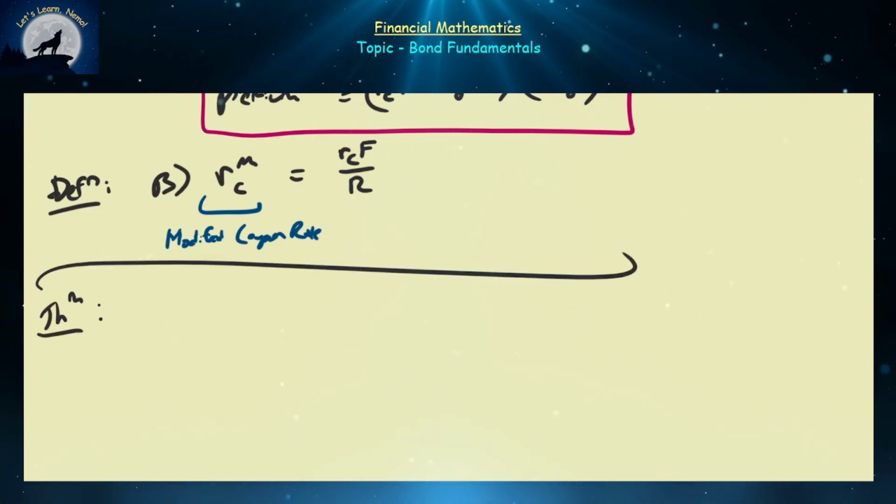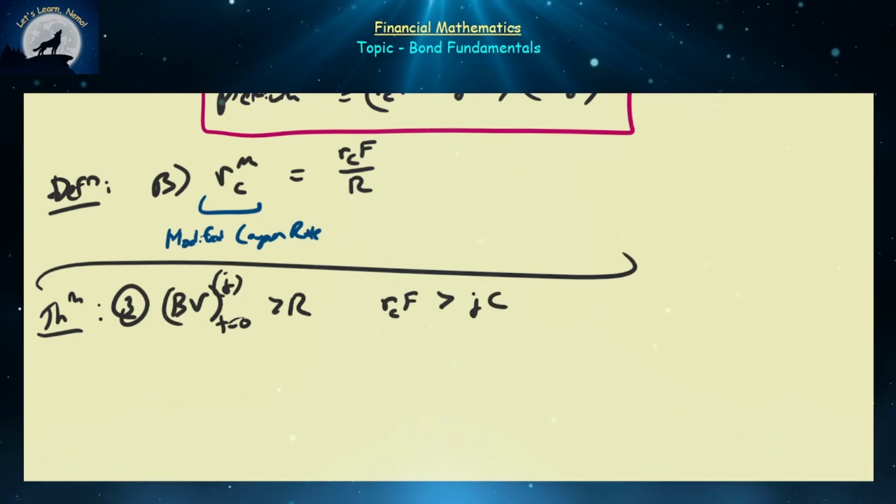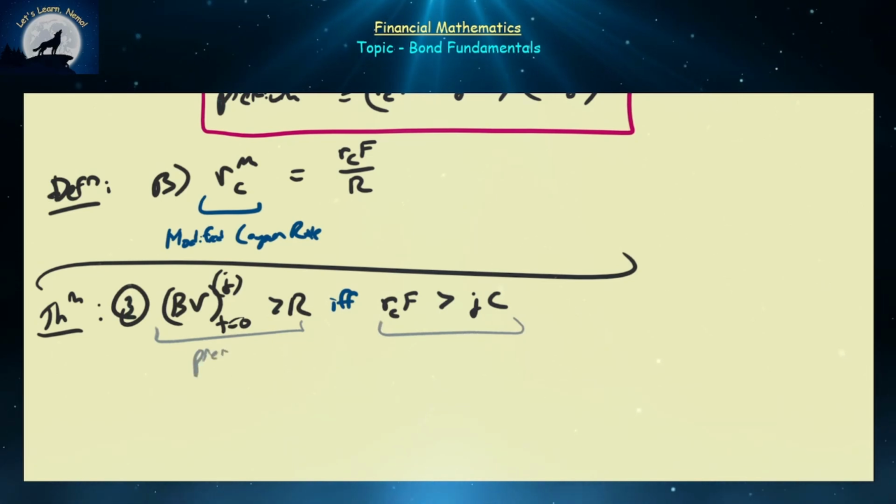So the next theorem that I want to mention is the following. Theorem 3: if BVJ at t equals 0 is greater than R, that is, it's a maturity premium bond transaction, then RCF will be greater than JR. And it also goes the other way around, so this is actually an if and only if statement. This is true if and only if this is true. So what is this? This is our premium bond. Our bond will be premium if and only if this inequality is satisfied.